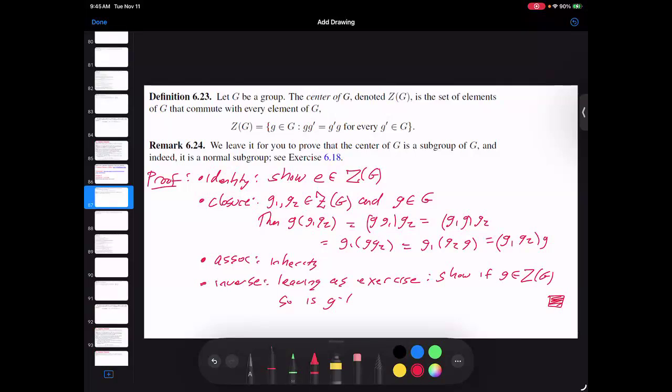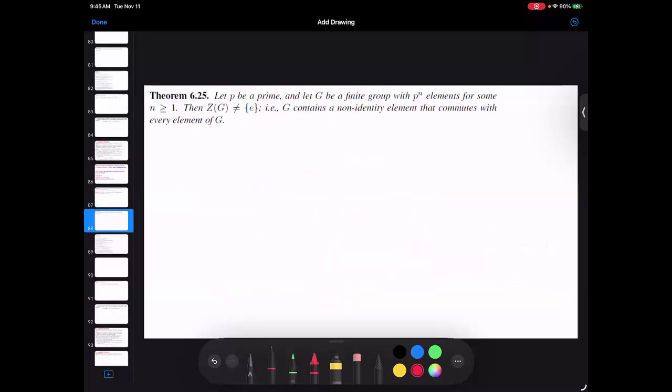So the center is going to be an extremely nice subgroup of G. If life was really good, how many elements would be in the center? So all of them, right? That would be wonderful. And then what kind of group would we have? Abelian. So the center is basically telling you in some sense how far away you are from being abelian. Okay, let p be a prime number and G be a finite group with p to the n elements for some n greater than or equal to 1.